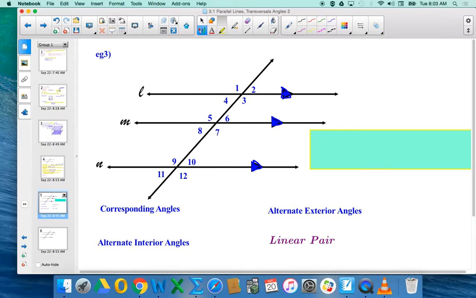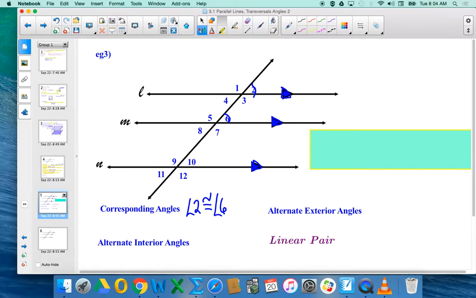Okay? So what did we say corresponding angles were? We said they were in the same position. So a pair of corresponding angles, angle 2 and angle 6, are congruent if the lines are parallel. That means if angle 2 was equal to 60 degrees, angle 6 would be equal to 60 degrees.